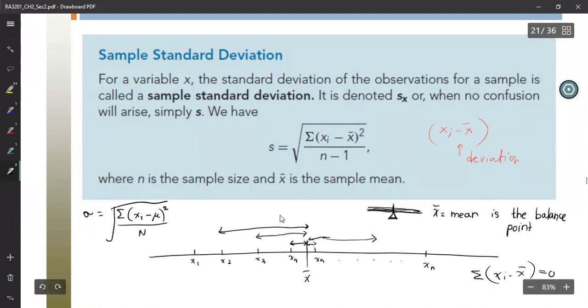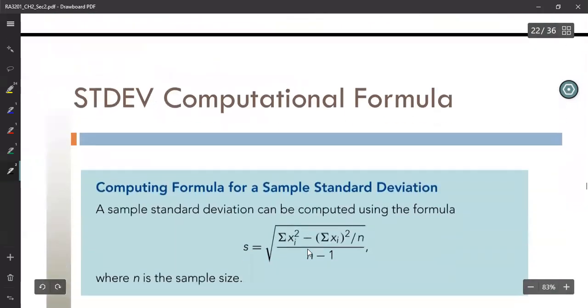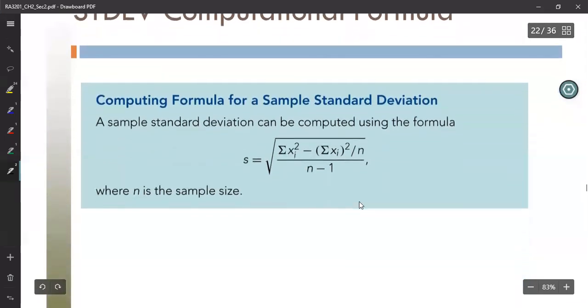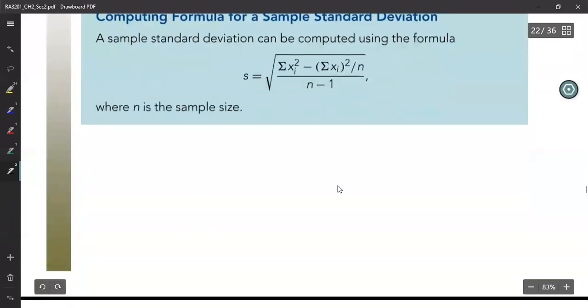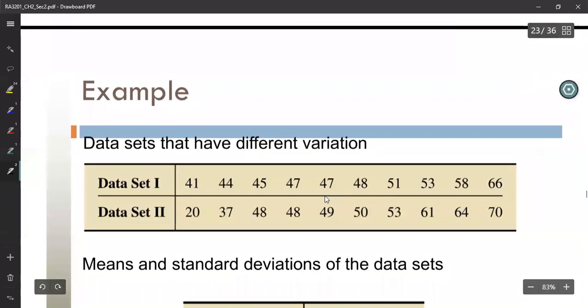The difference from range is that the range uses only the minimum and the maximum, but the standard deviation uses each and every data point in your data set and how it relates to the mean. And that is how you calculate the standard deviation. There's also a computational formula to calculate standard deviation if you do it by hand, but again, you don't have to memorize it.